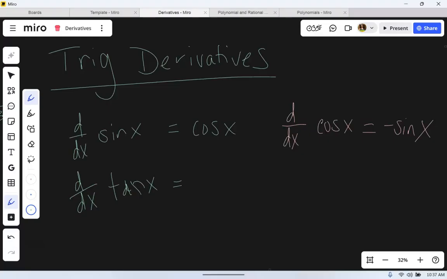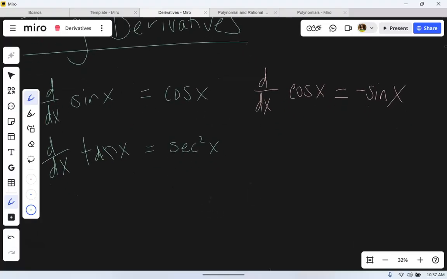Derivative of tangent x. Secant squared. Now look, this is the one that Peyton was saying that he doesn't memorize all of them. He just does sine and cosine and then gets them from there. In other words, you could write tangent as sine over cosine. Then you could do the quotient rule, and you would end up getting 1 over cosine squared, which is secant squared. You may get yourself in a position where you have to do that because you can't remember a certain one. And that's fine. It doesn't take as long as it sounds like it takes.